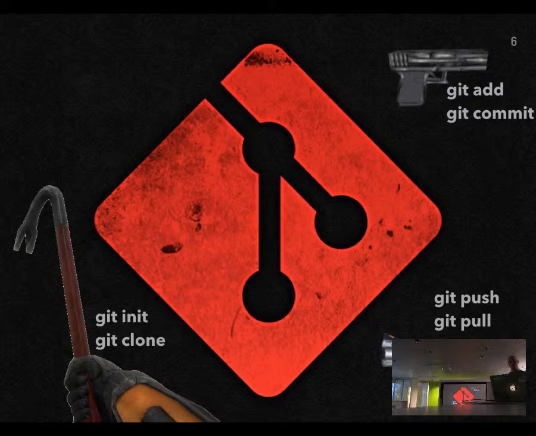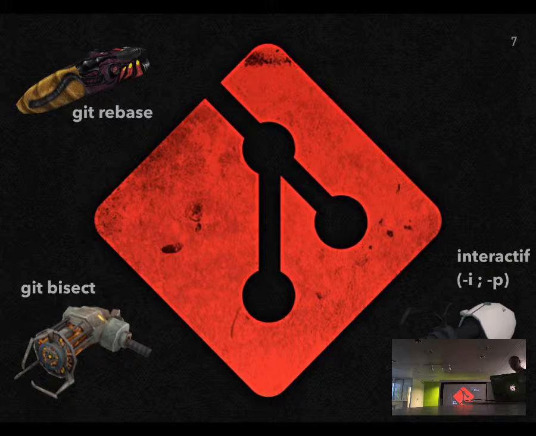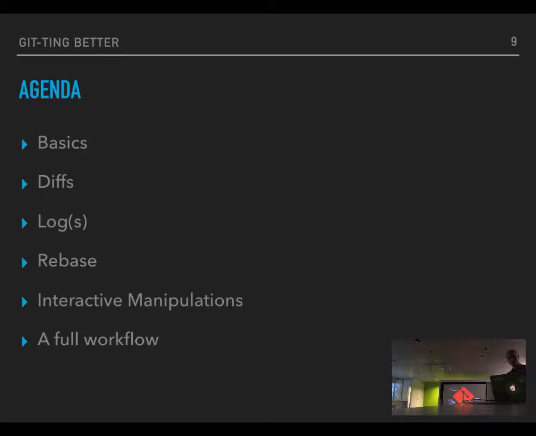So I'm not going to talk about the easy beginner stuff, although you could say that this is not beginner. I'm rather going to talk about weapons from later in the game. So we're going to talk about Git rebase, Git bisect, or some interactive things. It's a bit bright, but there is no light anymore.